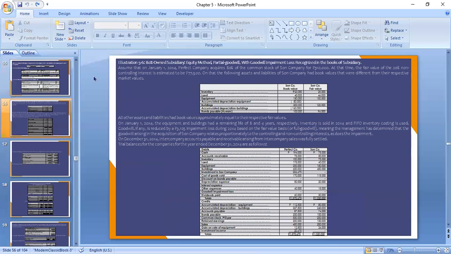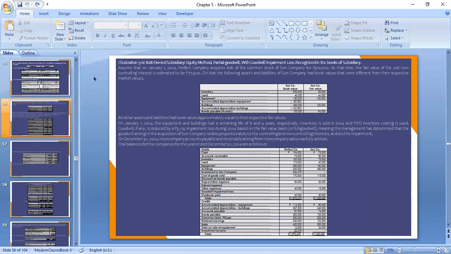Then we have Illustration 5.6: 80% subsidiary under the equity method, partial goodwill, with goodwill impairment loss recognized in the books of the subsidiary. Assume that on January 1, 2024, Perfect Company acquires 80% of the common stock of Sun Company for 310,000. At that time, the fair value of the 20% non-controlling interest is estimated to be 77,500.